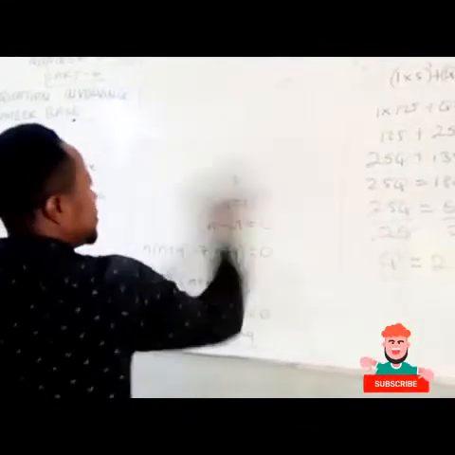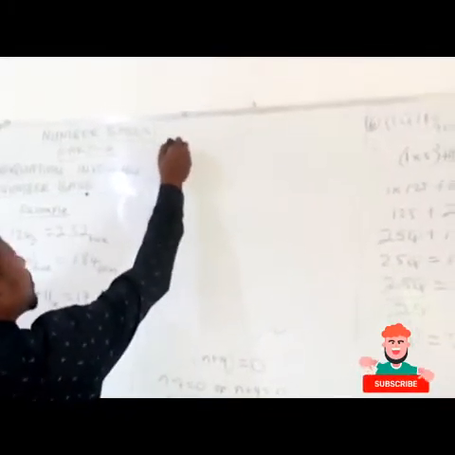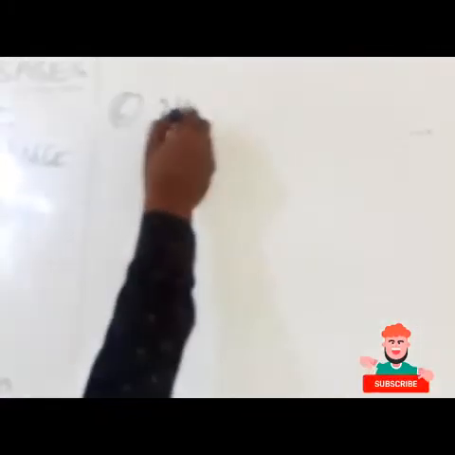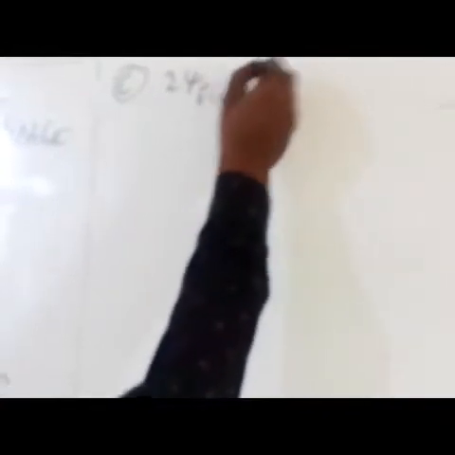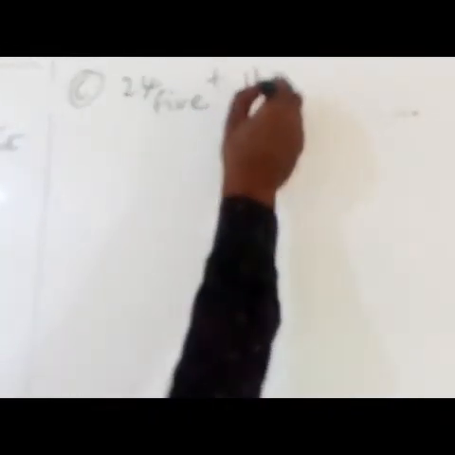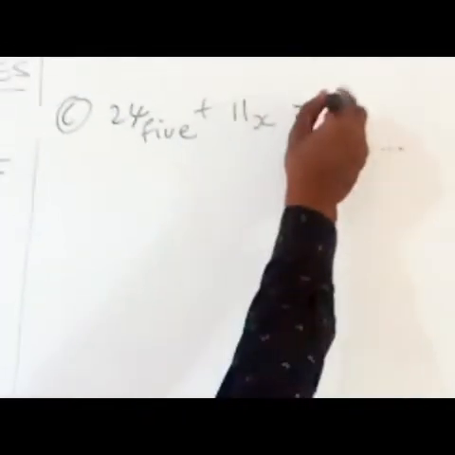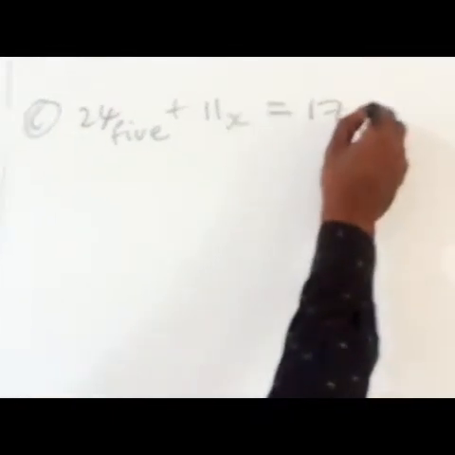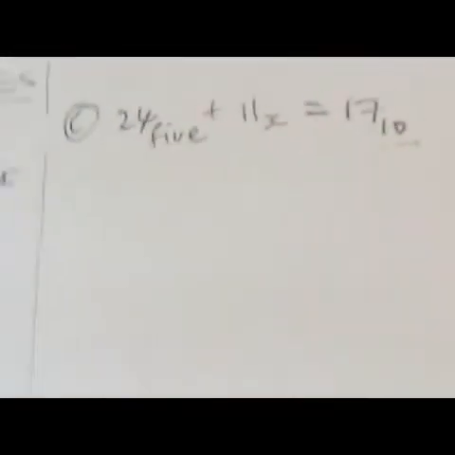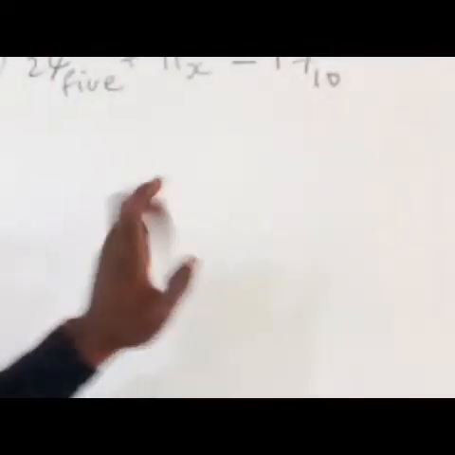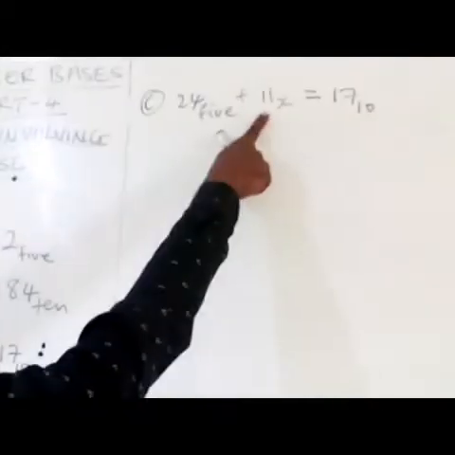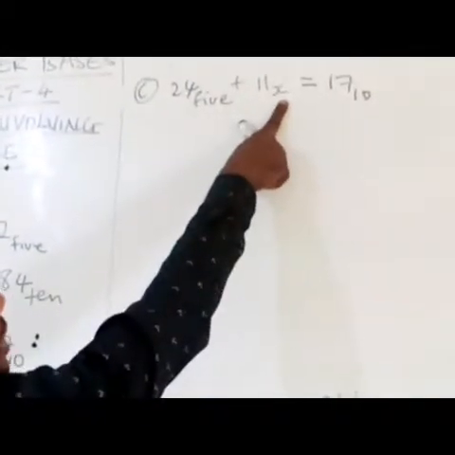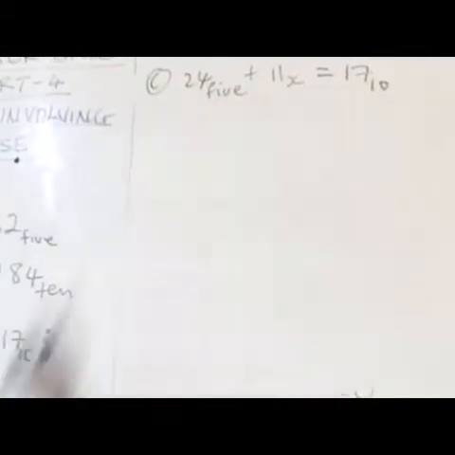So let us see. Now C, 24 base 5 plus 11 base x is equal to 17 base ten. Okay. Here we have nothing to do with this one because this one again is already in base ten. So we just leave it like that. So what I want to do now is we have to change this one into base ten, we change this one into base ten.